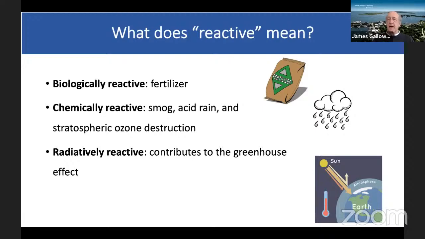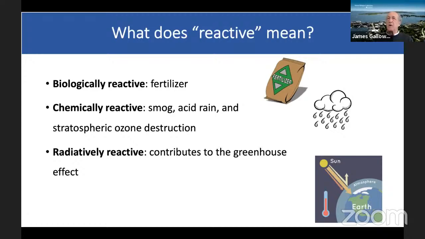Now there's three types of reactivity. Nitrogen can be biologically reactive as a fertilizer. It can be chemically reactive in the atmosphere: smog, acid rain, stratospheric ozone destruction. And it can be radiatively reactive because nitrous oxide is a greenhouse gas, and that contributes to not only greenhouse gases in the atmosphere, but also stratospheric ozone depletion.